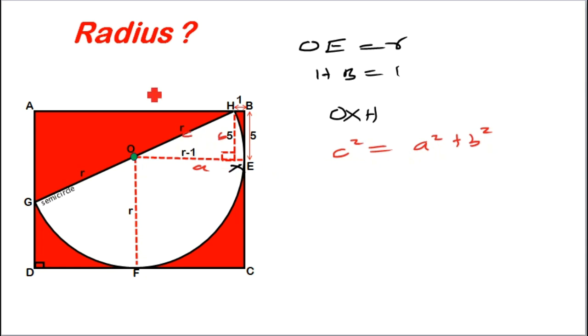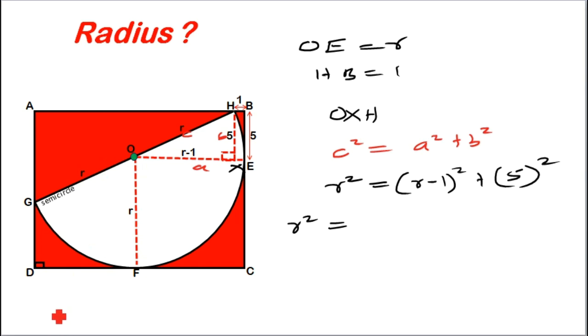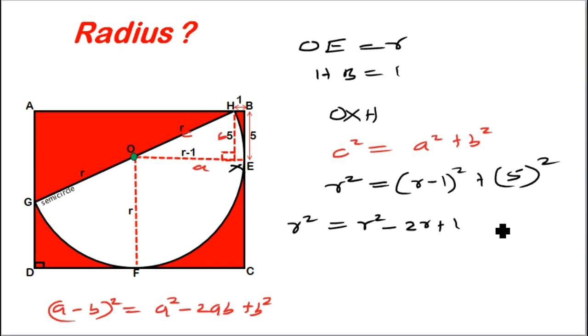Now C we have is R, so we are going to have R squared equals A, we have is R minus 1, that is R minus 1 squared, plus B, we have to be 5, so 5 squared. So what do we get? We have here R squared. Remember, if you have the quadratic identity A minus B squared, that is A squared minus 2AB plus B squared. So if you expand R minus 1 squared, that is going to be R squared minus 2R plus 1. Then it is plus 5 squared, which is 25.